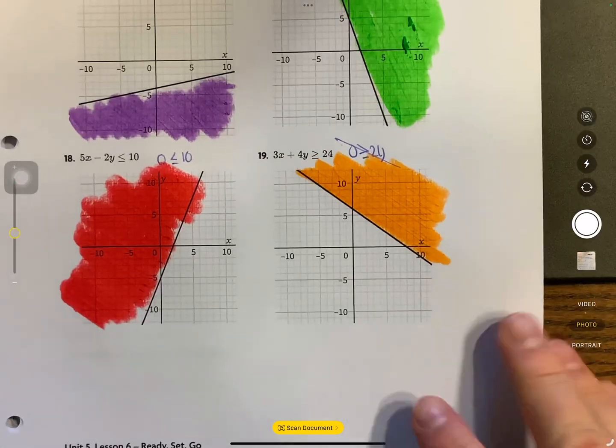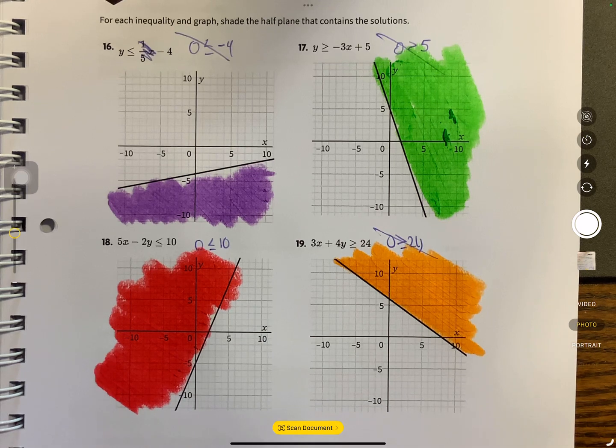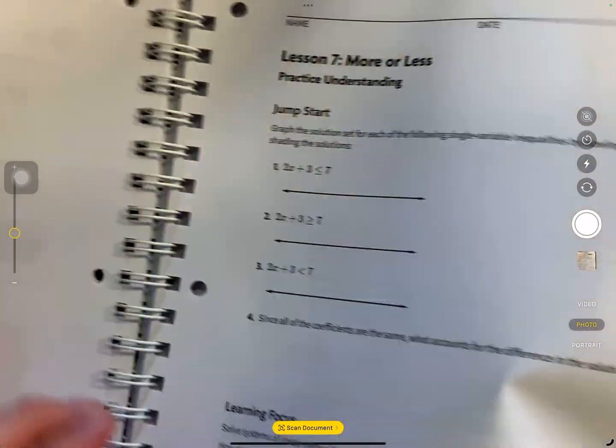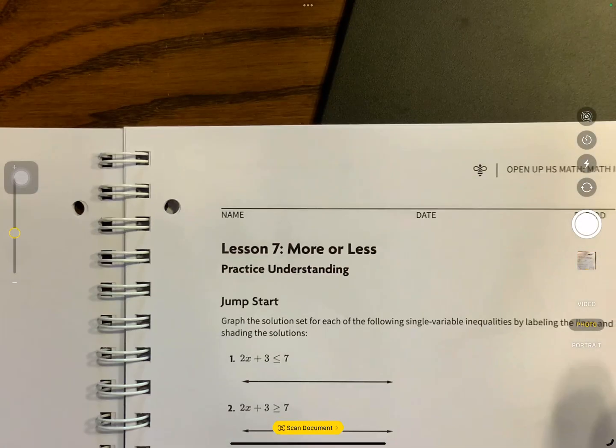Take a look at the page. See the shading? Alrighty. And that's going to conclude our lesson. I don't want you to do 7 just yet. We'll save that for another video.